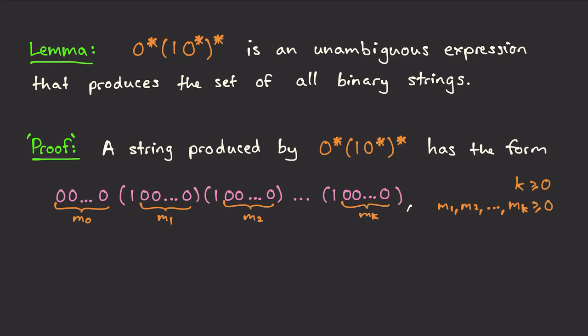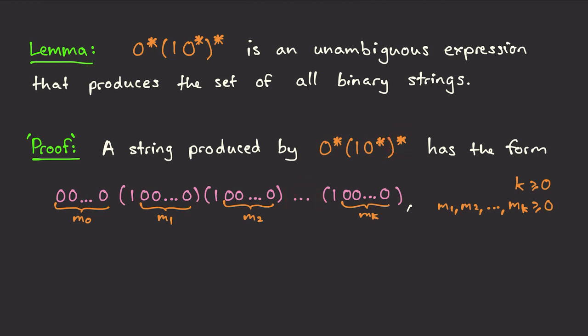A string of M0 zeros, followed by a 1 and M1 zeros, followed by a 1 and M2 zeros, and so on, followed by a 1 and then MK zeros. Here, the dot dot dots of zeros correspond to the 0 stars in the regular expression, and the other dot dot dot that separates parentheses corresponds to the outer star in the expression.